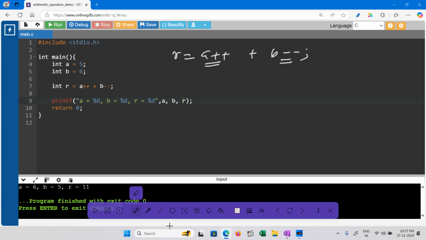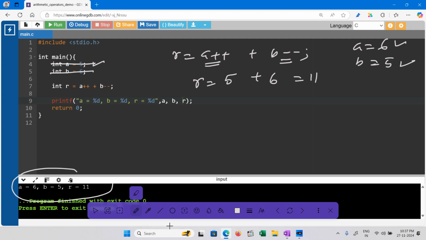If I replace their values now, a++, so a is 5. Use the current value, then update a, so a will become 6. Now plus b--, the current value is 6, and because of the decrement, b becomes 5. The final result will be 11, and a will be 6, b equal to 5. So here you can see a is 6, b equal to 5 and r equal to 11. I hope you understand, right?